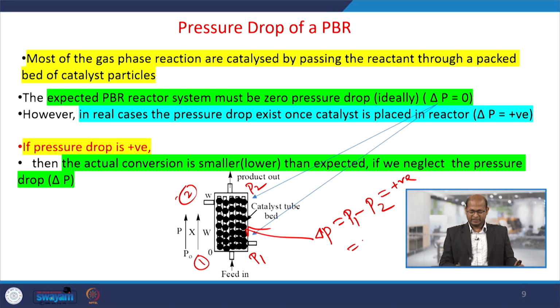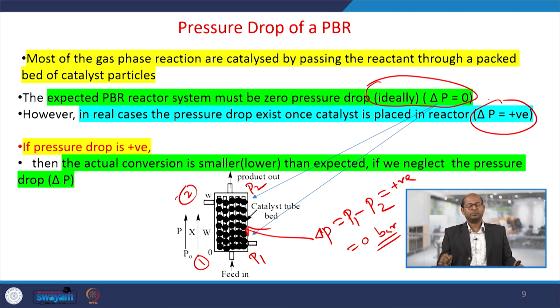But in real cases, whenever we are trying to design a reactor, the ideal condition is that there should not be any pressure drop inside the reactor. If we maintain 10 bar, then 10 bar would be there, but that is the ideal case. In real cases some pressure drop would be there. If we start the reaction at 10 bar, here it would be, let us say, 8 bar. So some change is there, and that would affect the overall yield of the product.